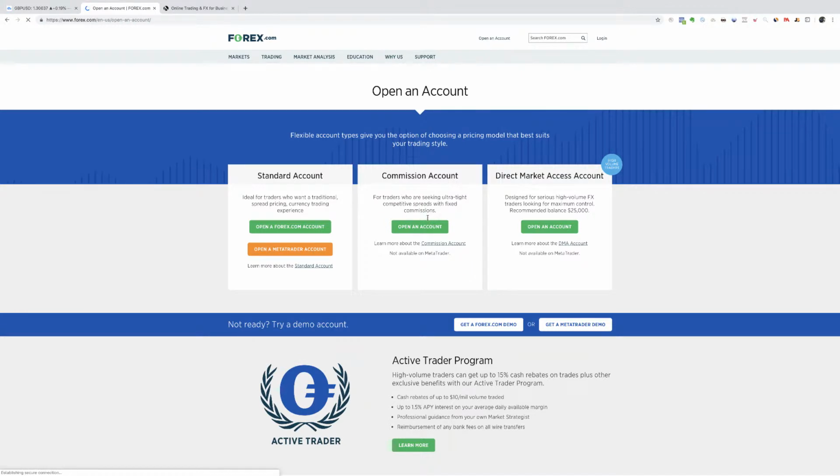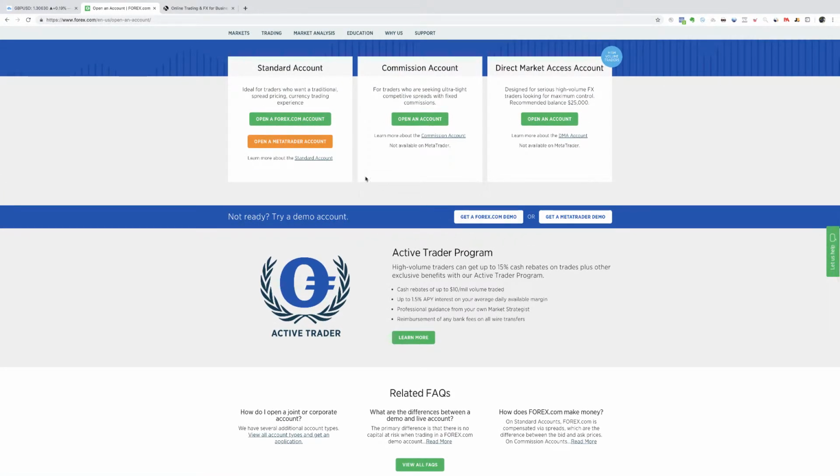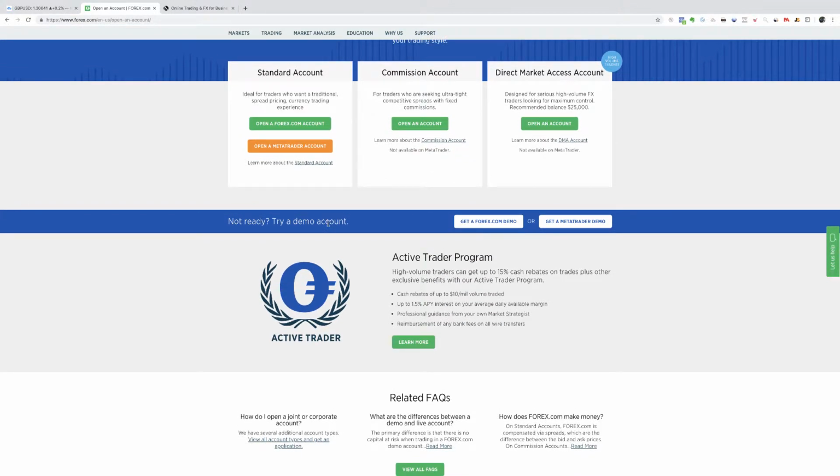You can decide, usually go to a standard account if you're just getting started. But you can do a live account. A live account is just when you are trading real money. Or you can do a demo account. I highly recommend, if you are new to trading, or even if you're not new to trading but you're not a profitable trader, I suggest opening up a demo account so that you can practice with fake money.